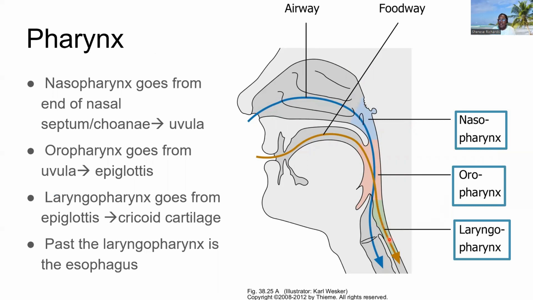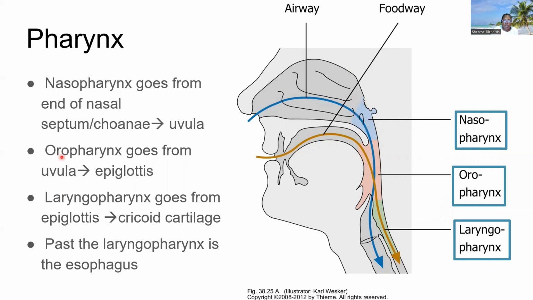So we can divide the pharynx into three smaller divisions. The nasopharynx, which is from the end of the nasal septum to the choana. So here's the nasopharynx, the shaded region in blue. Really the posterior aspect of the nasal cavity.